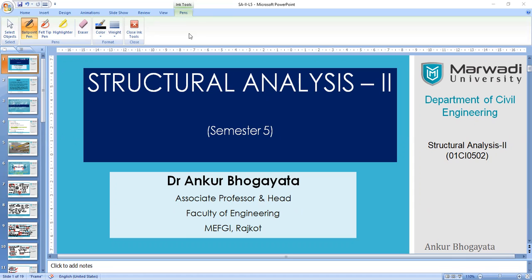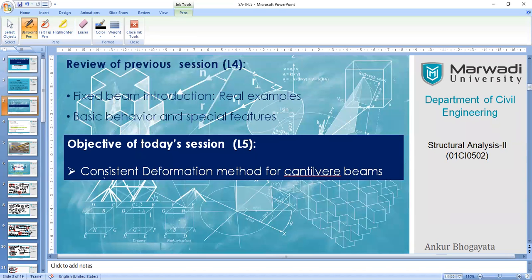So today we would like to explore those possibilities, and we will be using the concept of the consistent deformation method. Right. Now, you need to focus on these terms, consistent and deformation.